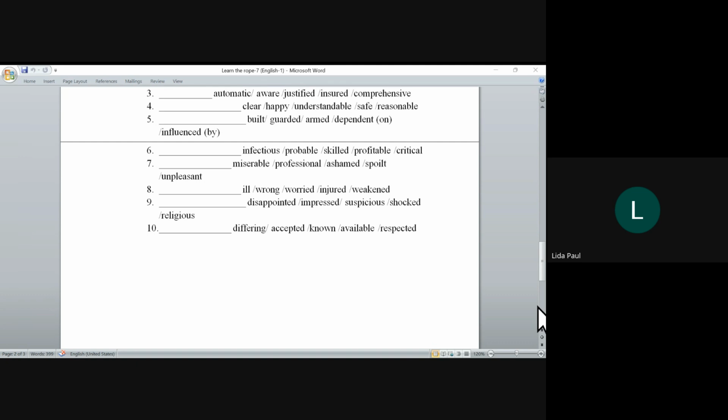So like I told you in the last class, learn the language in chunks. Don't just learn individual words. Learning in chunks is what will help you retain the vocabulary better, right?